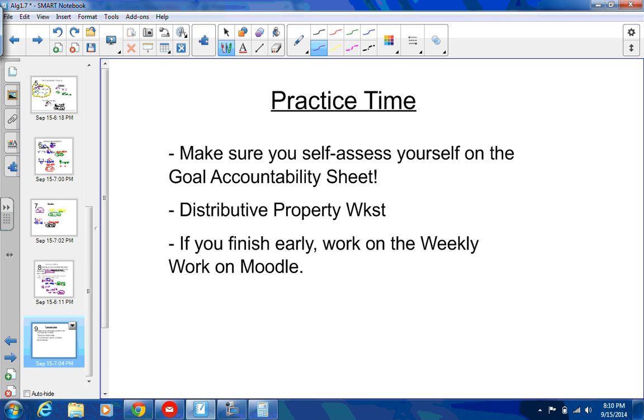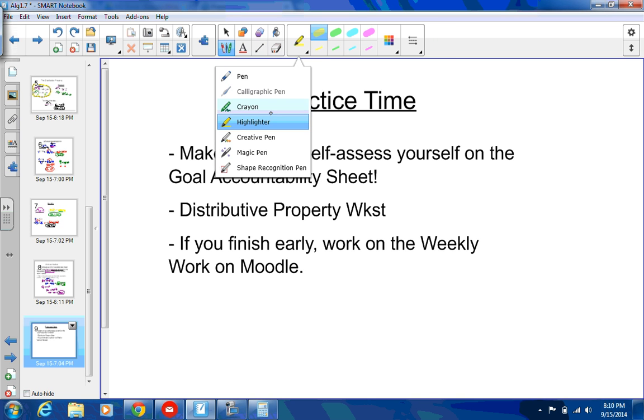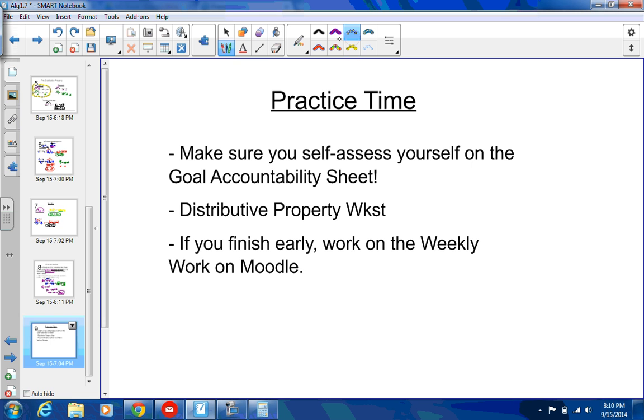All right, here's what I need you to do next. Again, follow your sheet, your Google Doc that I have for you. But for practice time, make sure that you are self-assessing yourself. This is something you should be doing every day. I like that a lot of you are writing down the goal, but you still have to assess yourself on it. So make sure you're doing that. Then there's a distributive property worksheet. It's on Moodle. If you can't get internet at home and you don't think you'll finish it in class, go ahead and ask the substitute teacher, who will have some copies of it. The distributive property worksheet, that's what it's called on Moodle.